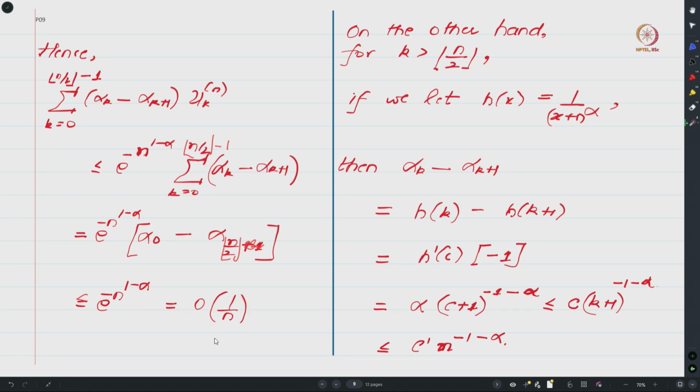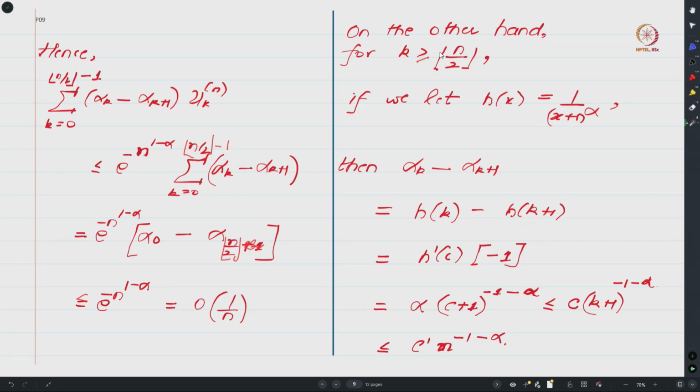So now what remains is to look at terms of this form, but for k greater than or equal to floor of n over 2. That means the previous terms we have considered in this sum, and the terms that are remaining we are now going to discuss. Okay, so we have some expression like this where k is bigger than or equal to floor of n over 2.